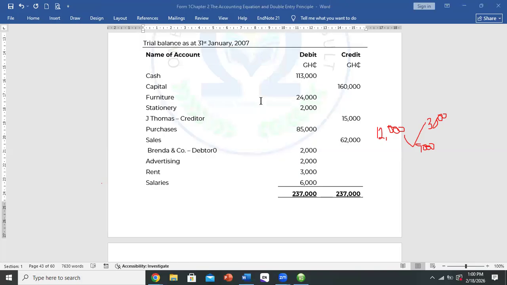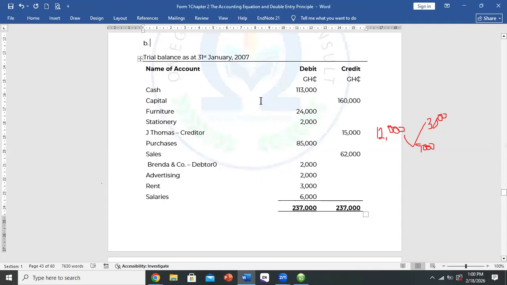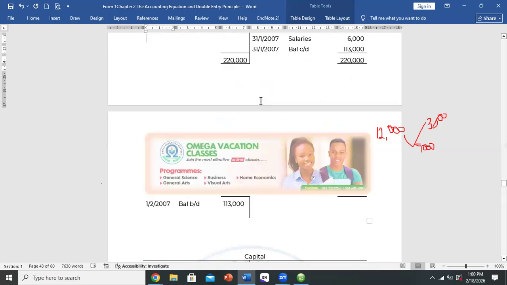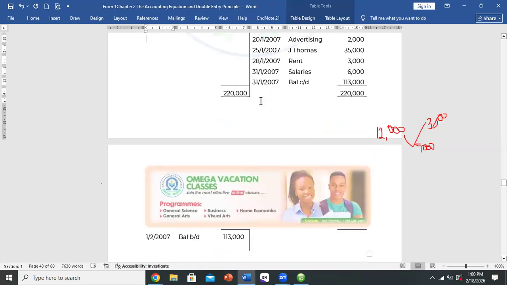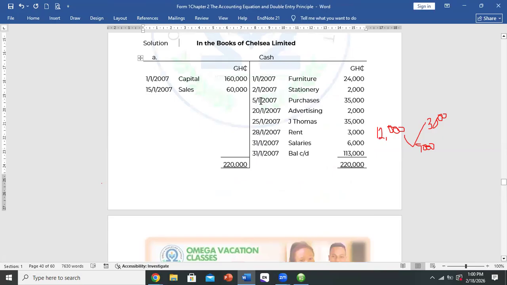This is my solution. Ordinarily, I would give you the accounts which have not been balanced. Then you will balance them and extract your trial balance, right? So the example I'll give you, you are going to balance off the account. And this time when I say balance off the account, you know what to do. You get your balance brought down, right? And then you can go ahead to extract your trial balance.